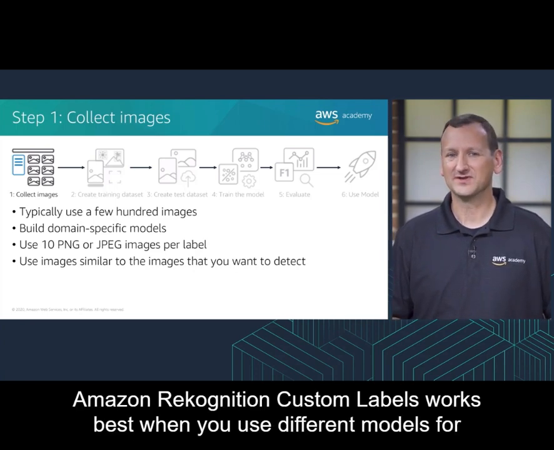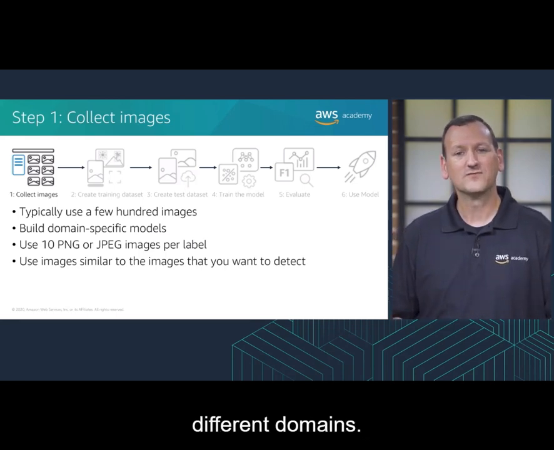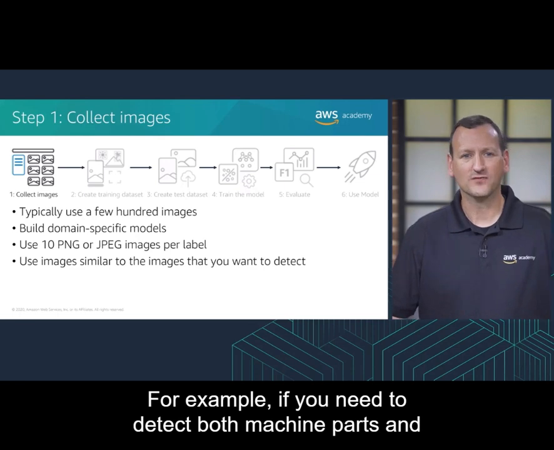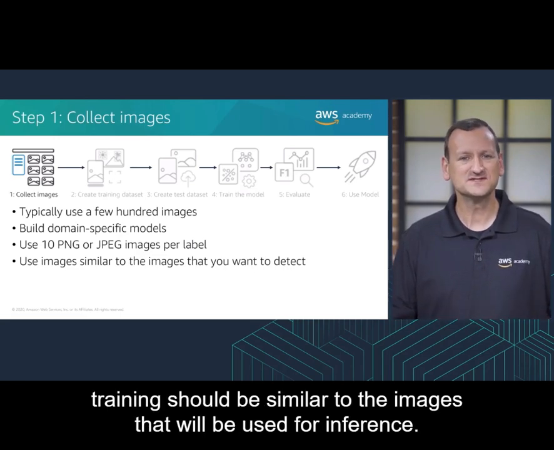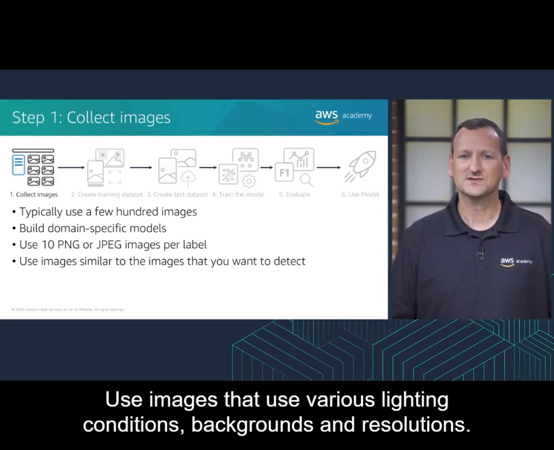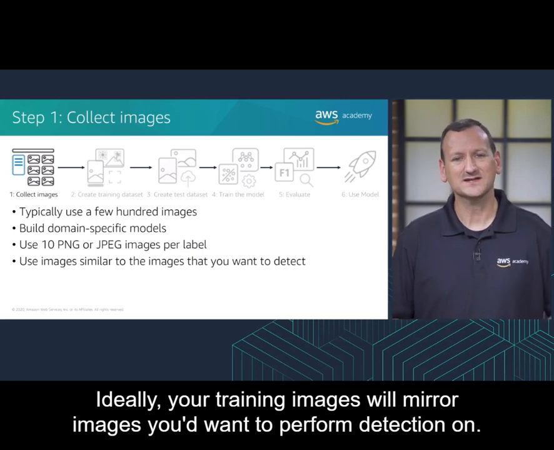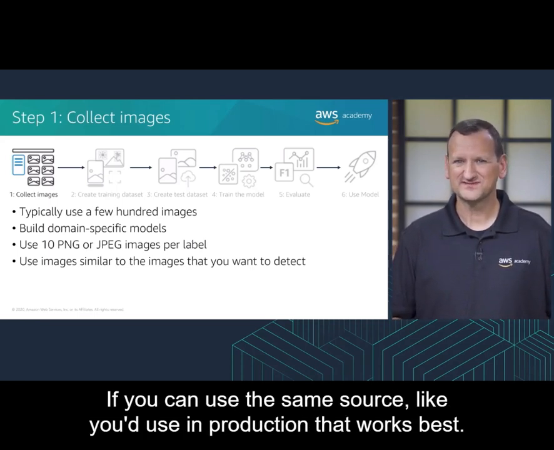Amazon Rekognition Custom Labels works best when you use different models for different domains. For example, if you need to detect both machine parts and plant health, you'd use two different models. Images you select for training should be similar to the images that will be used for inference. Use images that use various lighting conditions, backgrounds, and resolutions. Ideally, your training images will mirror images you'd want to perform detection on. If you can use the same source, like you'd use in production, that works best.